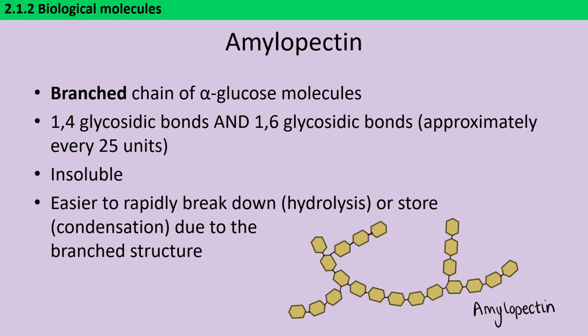Just like amylose, it is insoluble, but because it has this branched structure, it's much faster to break it down or build it up again because the glucose monomers can be broken off at a number of different points at the same time.